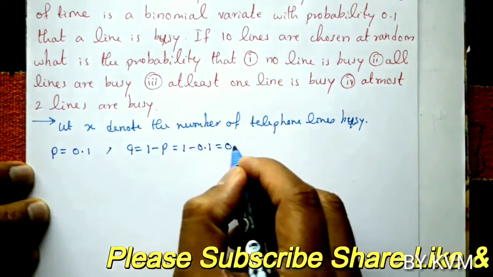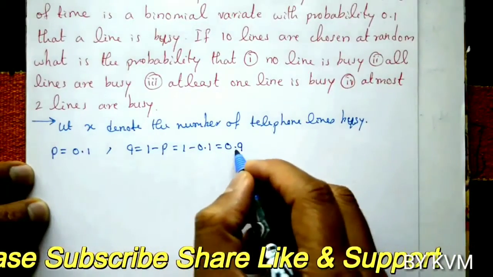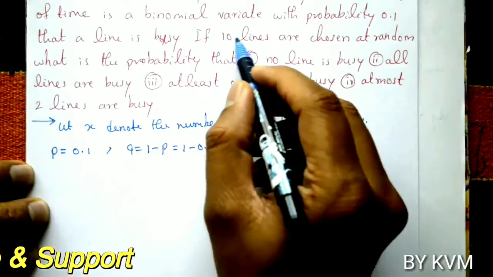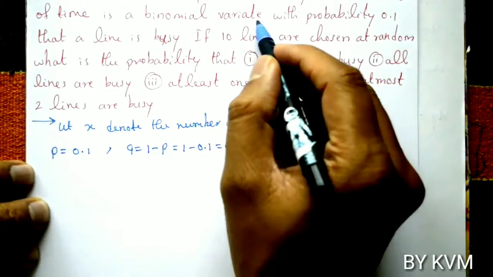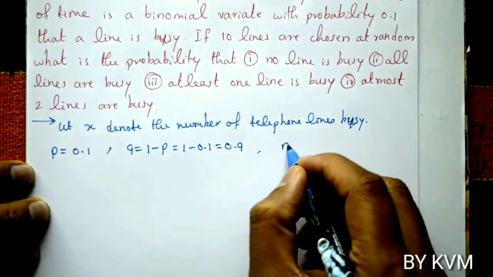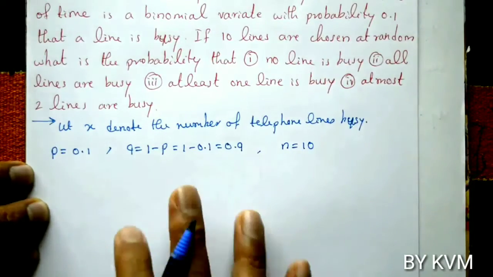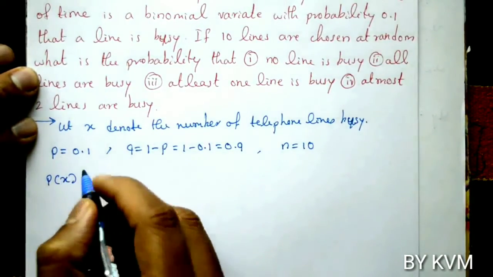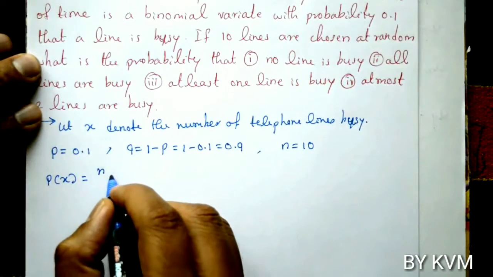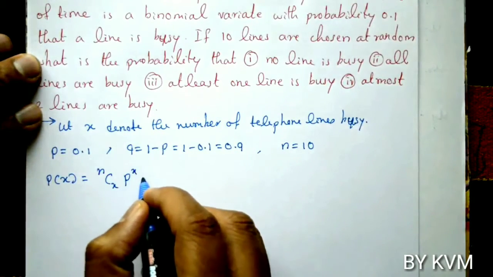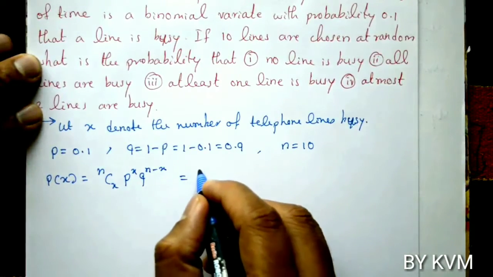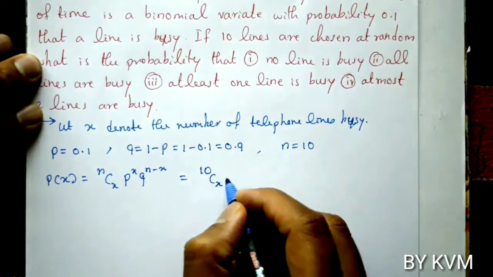Q means the probability that telephone lines are not busy, that is P plus Q equals 1. So Q equals 1 minus P, that is 1 minus 0.1 equals 0.9. P is the probability of telephone lines busy, Q is the probability of telephone lines not busy. Now, how many telephone lines are we taking? We are choosing 10 random telephone lines.